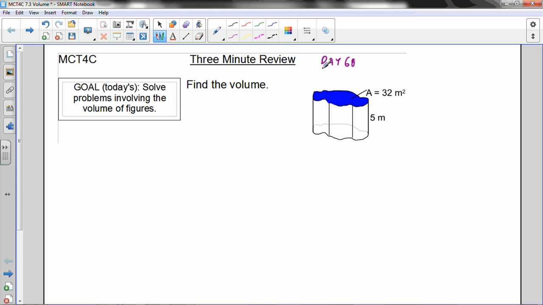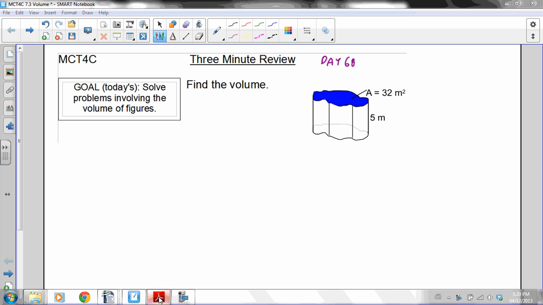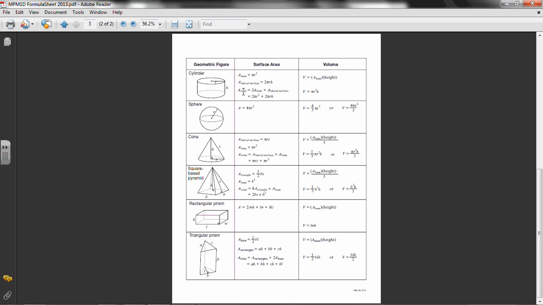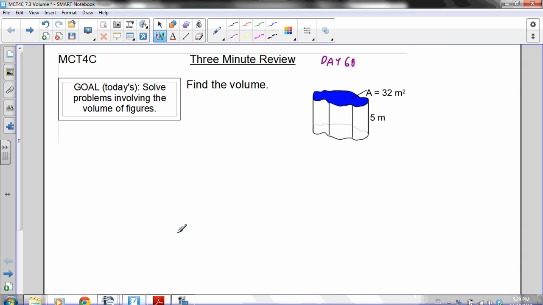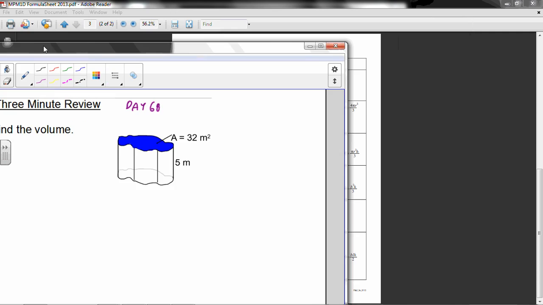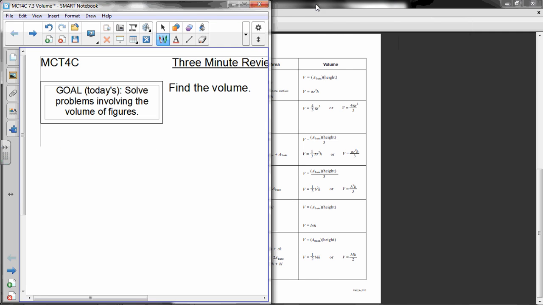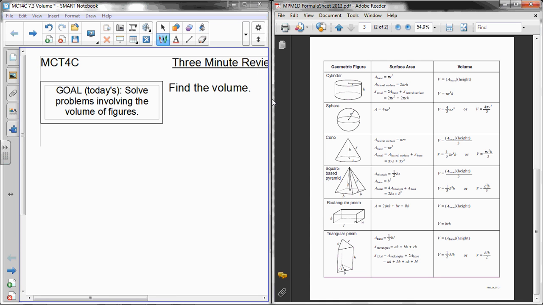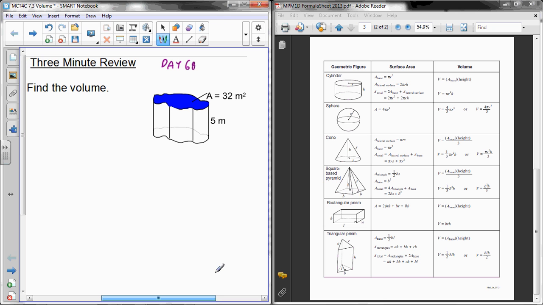Today's 3-minute review, we get right into the lesson really, which is on volume. And we want to find the volume of this weird shape. Go ahead, you can look it up on your formula sheet. There ain't no weird shape like that, right? I'll have a look, right? There's no shapes that are that shape. Look, none. So what do we do?